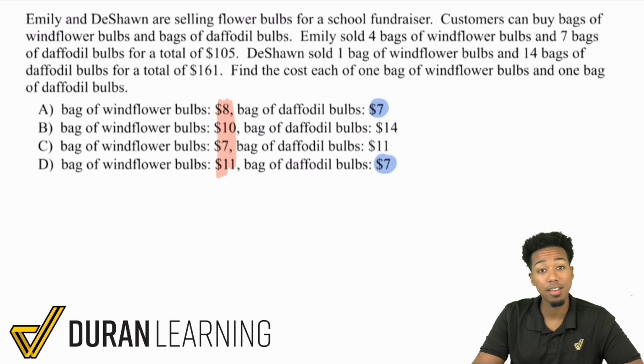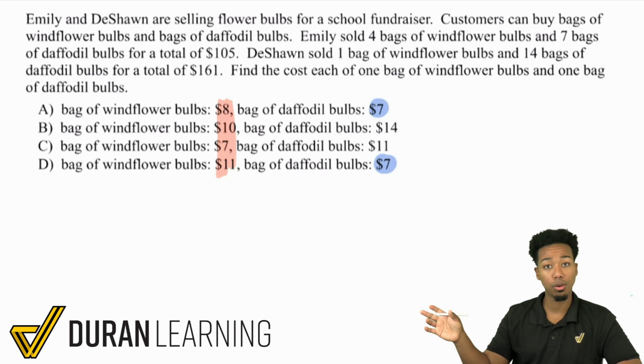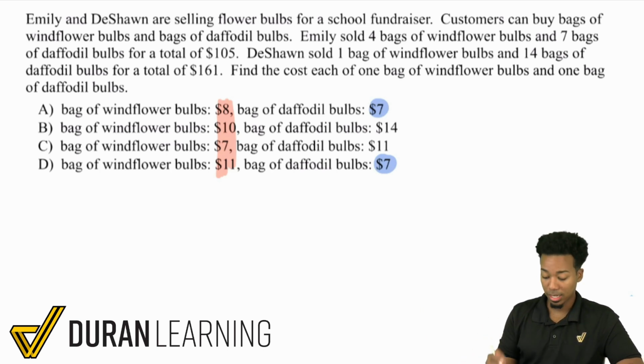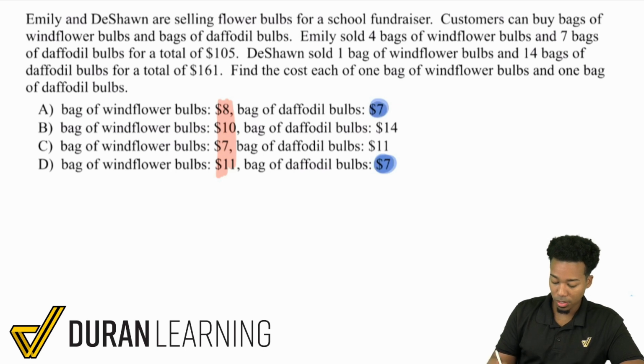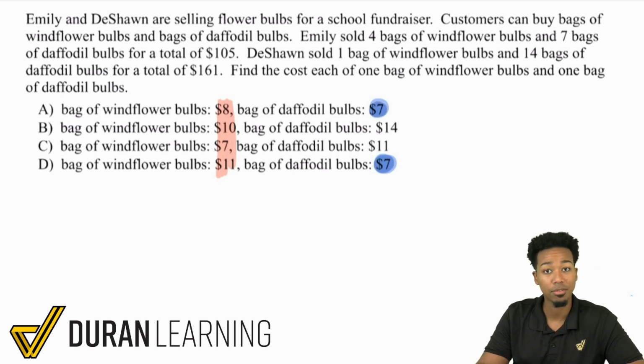So if I get 7 for daffodil, I know I'm going to have to do extra work because I'm going to have to find the windflower. Because the thing is, if you find 7 for daffodil, you know that you have 2 options with 7 for daffodil. So you're going to have to go ahead and find windflower as well. So let's go ahead and get to work here.